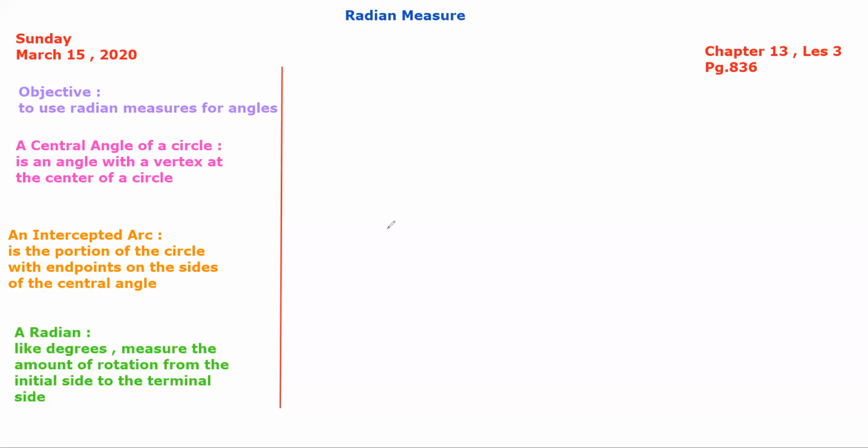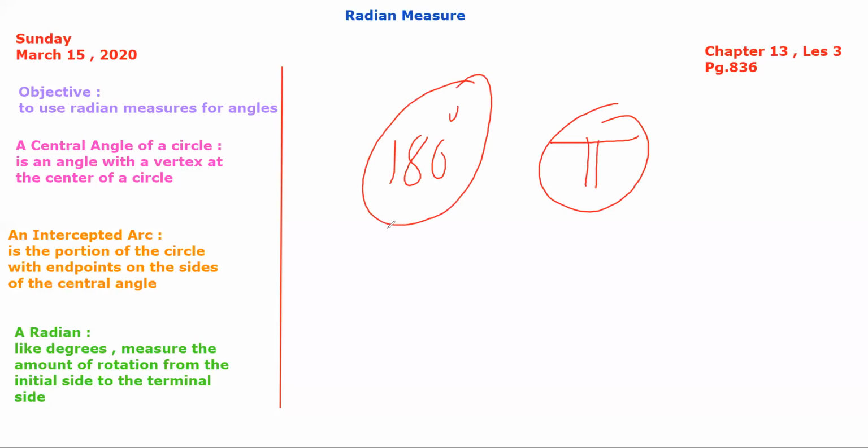Good morning. Today our lesson is talking about radian measure. There are two common units to measure an angle: degrees, as we know before, and radian. Degrees, like when I say 180 degrees. Radian, like when I say pi. This is a radian, and this is another way to measure an angle, besides degrees.